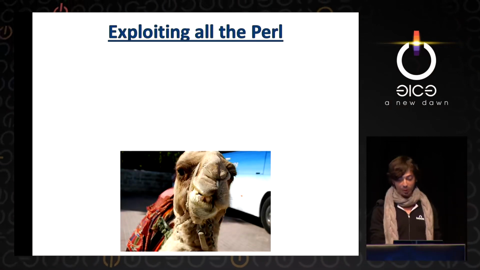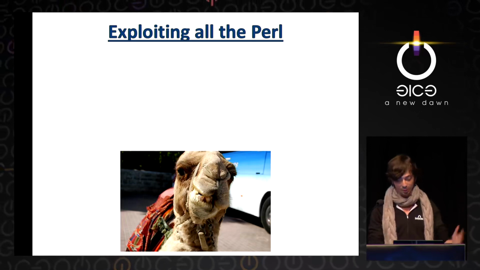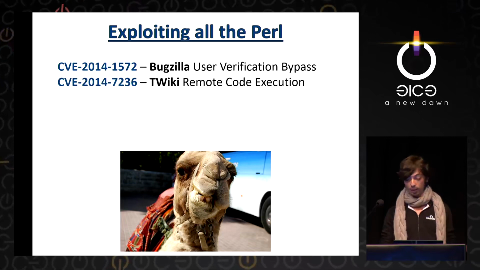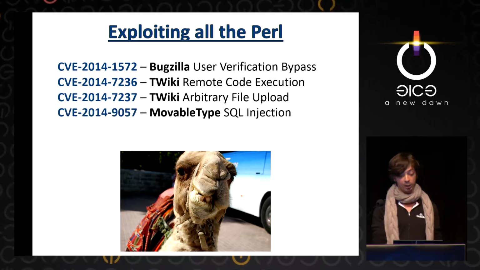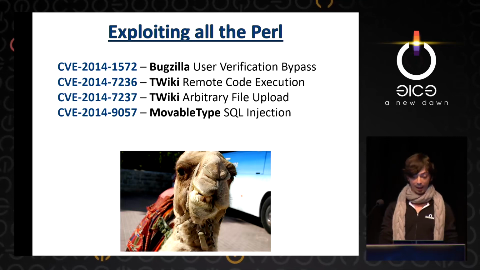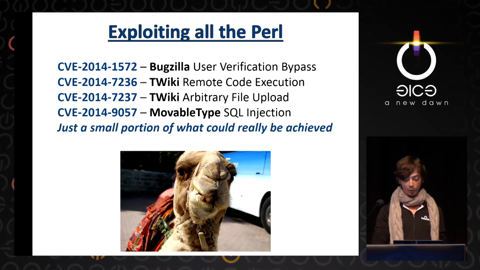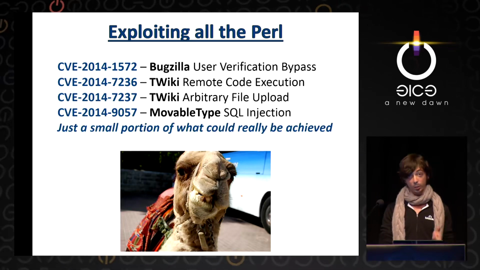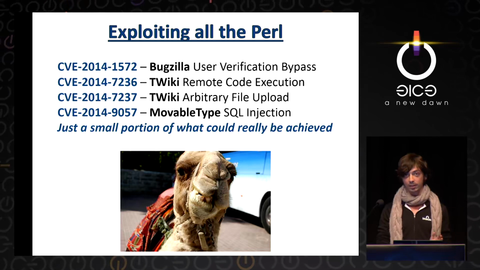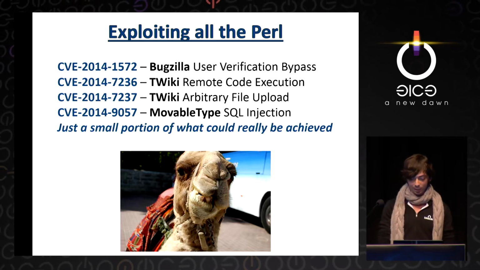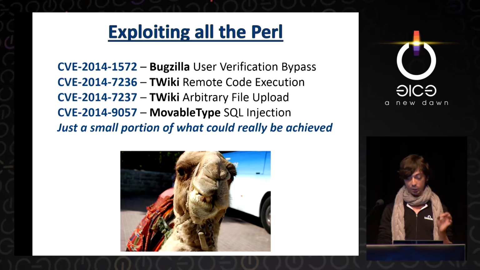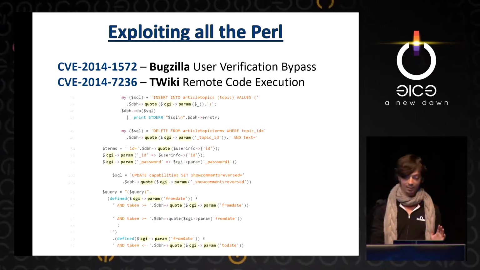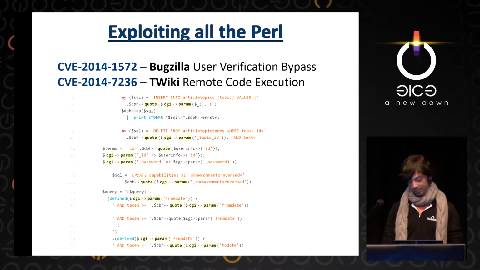So you're probably wondering what could be achieved with all that mind-blowing, messed up stuff in Perl. Well, we could bypass the authentication on Bugzilla, execute code, and upload any file we'd like to TWiki, inject SQL into Movable Type, and that's just a small portion of what could really be achieved if someone took the time and effort for exploiting stuff with it. By the way, IMDb is written in Perl, just saying. For example, just search CGI and quote at GitHub, and consider what you can do with it.